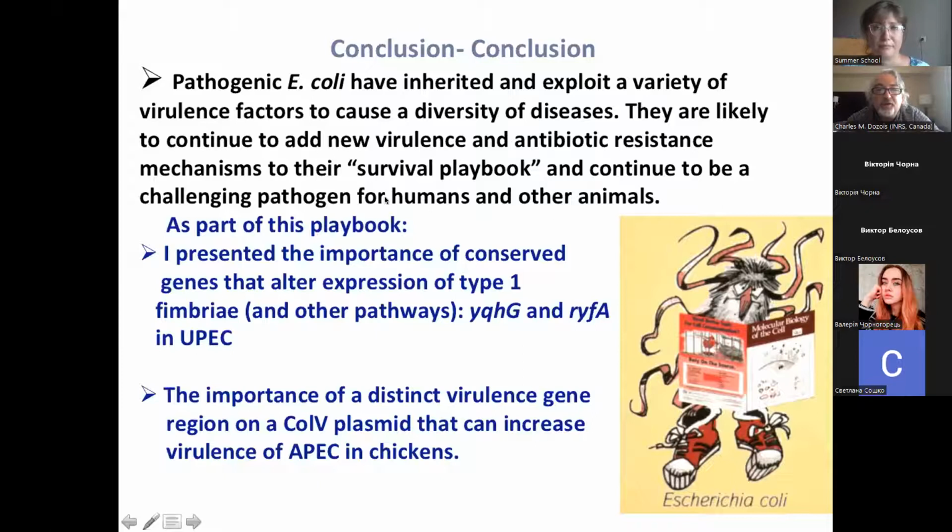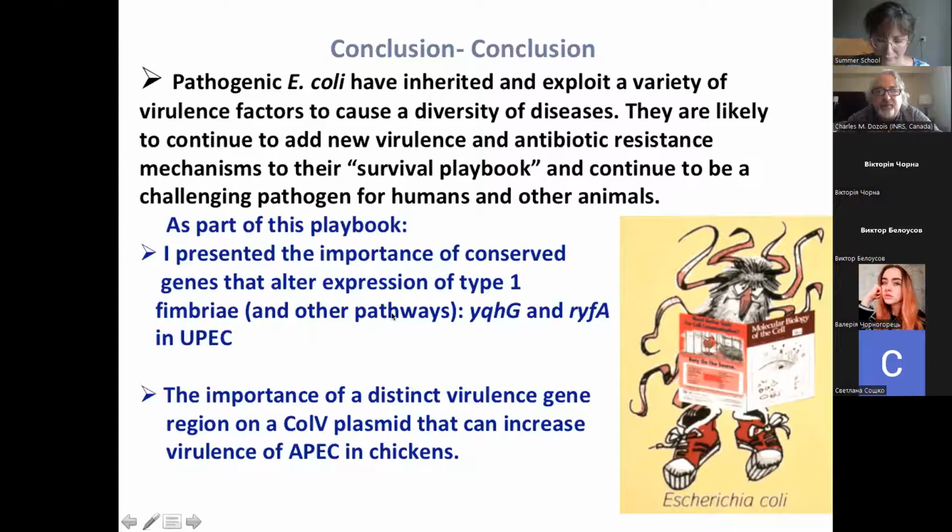And so to conclude completely, pathogenic E. coli have inherited and exploit a variety of virulence factors to cause different diseases. They likely continue to add new virulence and antibiotic resistance mechanisms to their survival playbook, and they continue to be a challenging pathogen for humans and other animals.